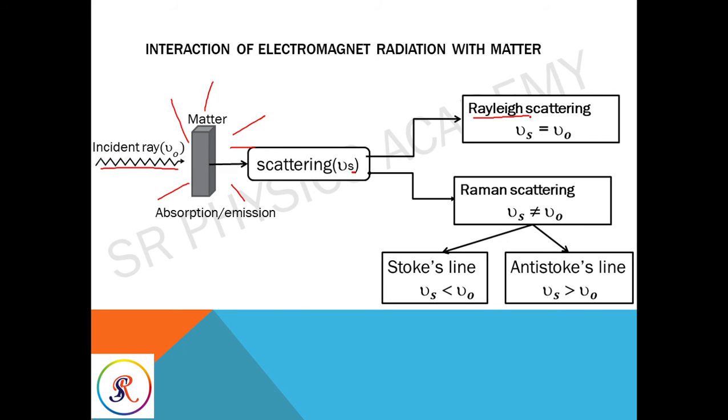Clear now? What is Rayleigh scattering? When the incident frequency and scattering frequency, both frequencies are equal, then we can say nu s equal to nu 0, or nu 0 equal to nu s, both are equal.